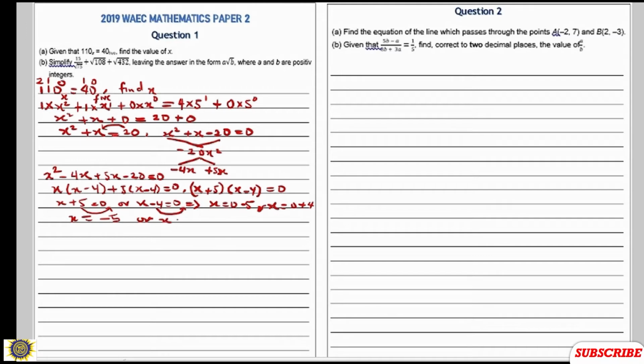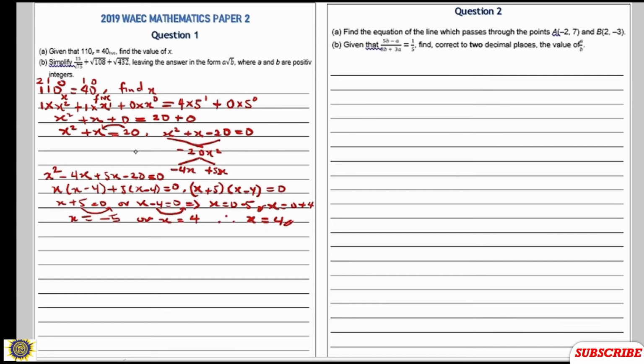x is equal to plus 4, which is ordinary 4. So since our number base can never be negative, our answer here should be x is equal to 4. Final answer.